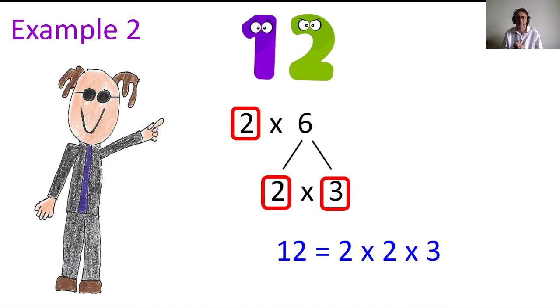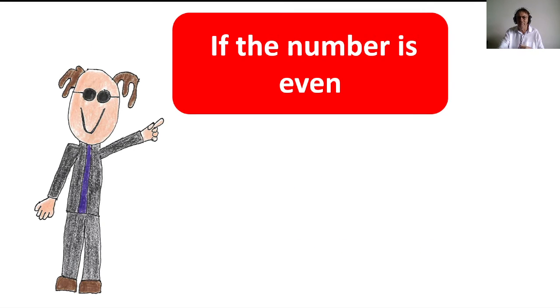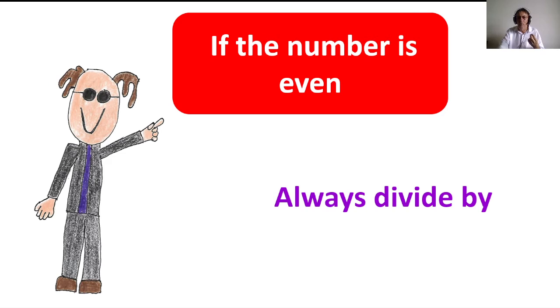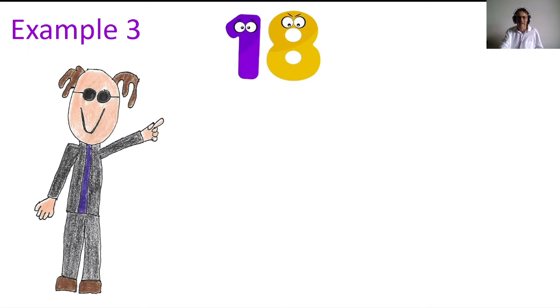Okay, so this is the way we prime factor numbers. Now, one more time, I will remind you, if the number is even, always divide by 2. Any even number, we must divide by 2. It's a golden rule. Absolutely. Always divide by 2. Okay, let's do some more examples.